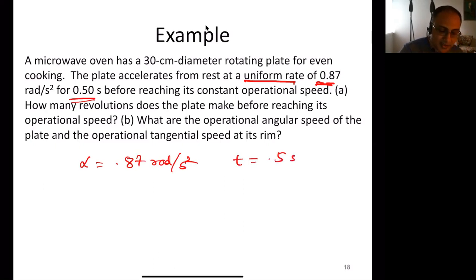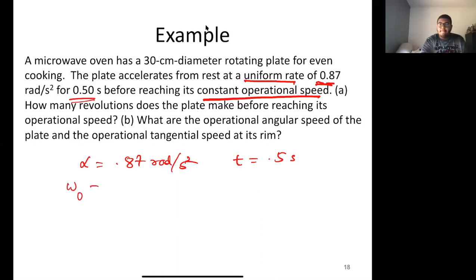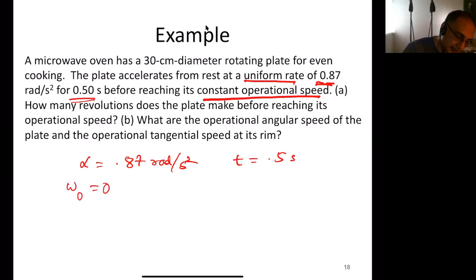And it reaches its constant operational speed. So what is the initial omega, the angular velocity? 0. Yes, because it's starting from rest. And it reaches a certain final omega, which we don't know. I think we have to find that. Yeah, so in the second part, we have to find that.